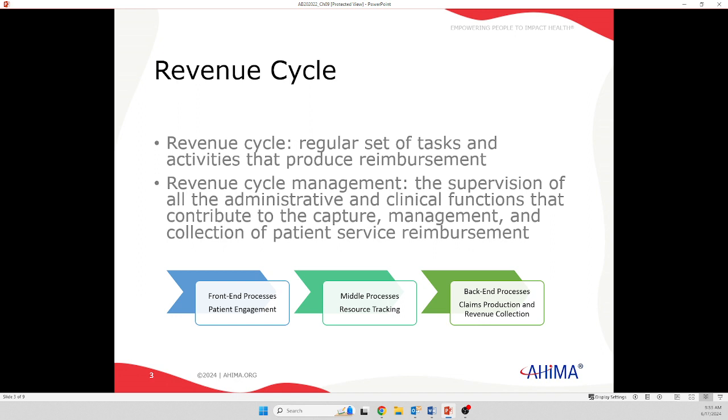So remember that every facility is unique and they can customize these processes the way that they see fit. These are the processes: front end process, which is patient engagement; the middle process, which is resource tracking; and the back end process, which is our claims production and revenue collection. This chapter we will be talking about the front end. The next two chapters we will be talking about middle and back end. But do know that the order is important: patient engagement, resource, and then claims production.